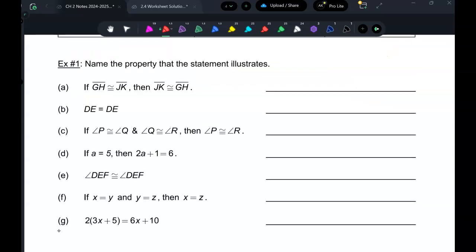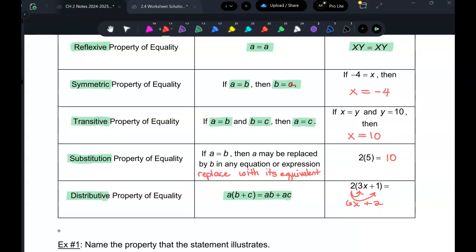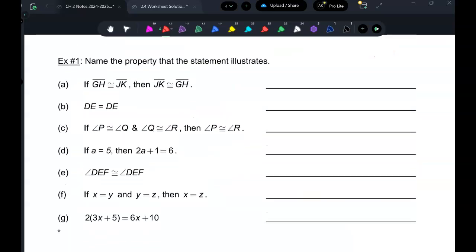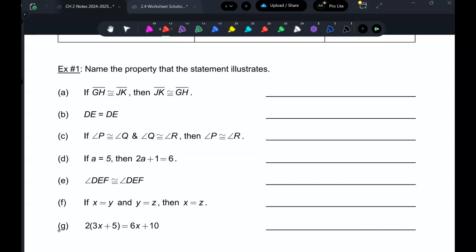Symmetric, which one was the C? Because you actually put C. Which one was that? Here. It's supposed to be an A. Okay, let's name the property. So you have the names listed above. Symmetric property of equality.